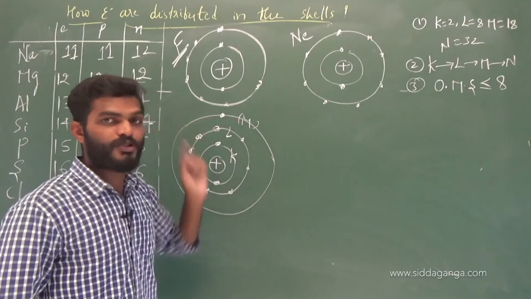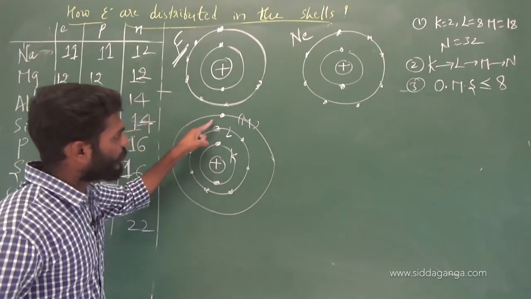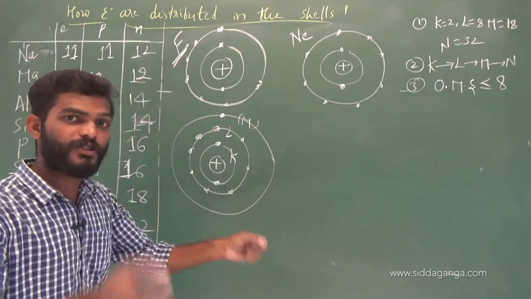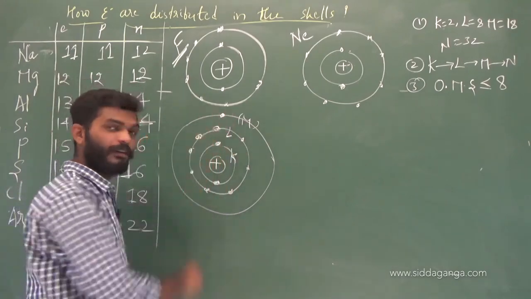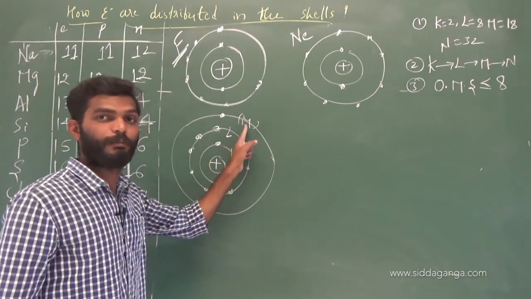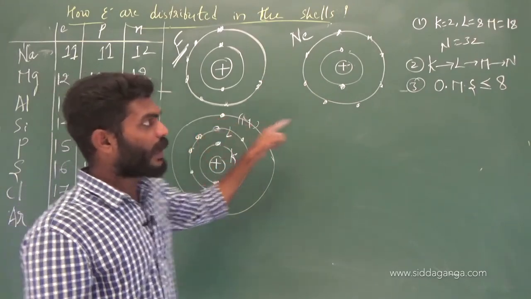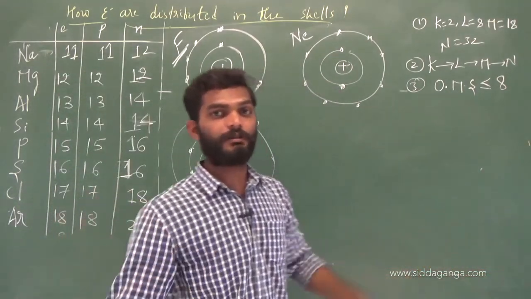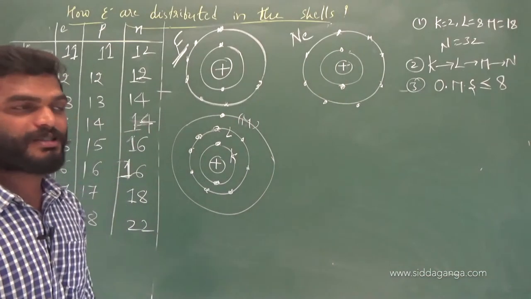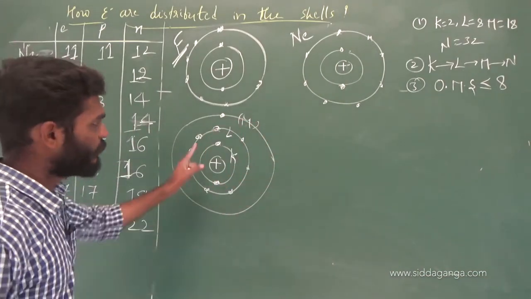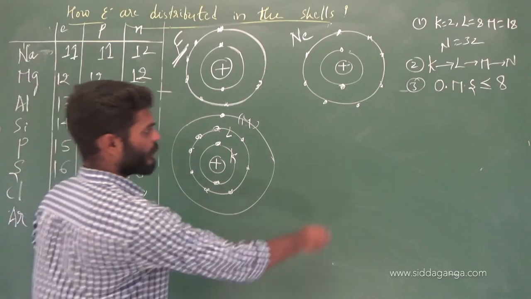See, M becomes the outermost shell here. In the process of filling electrons, the last shell that I used is the M shell. So this becomes the outermost, the last shell. See, the outermost shell has only 1 electron, which is less than 8. So we just followed the rules here. It's for sodium. Magnesium, 12 are there.